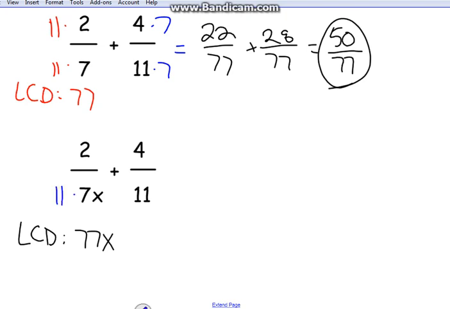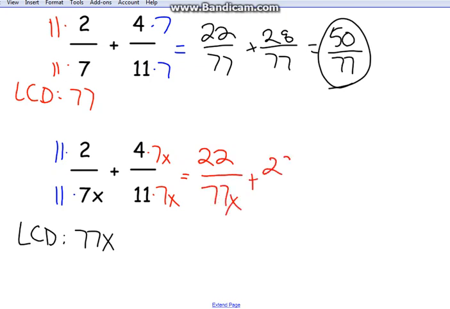We multiply again by 11, same as above. But with this one, we are missing not just the 7, but we are also missing the x. So you have to multiply by both. We multiply, we get 22 over 77x plus 28x over 77x.